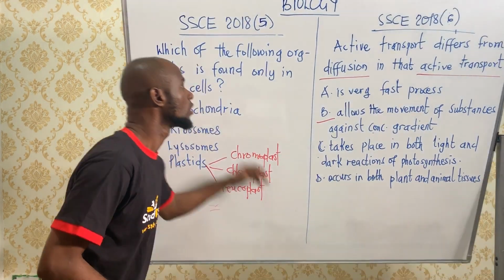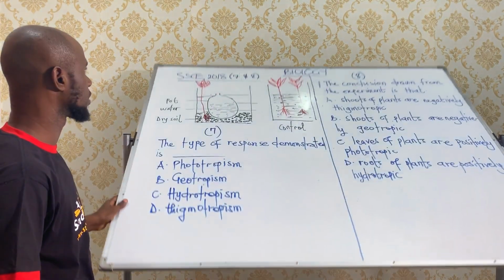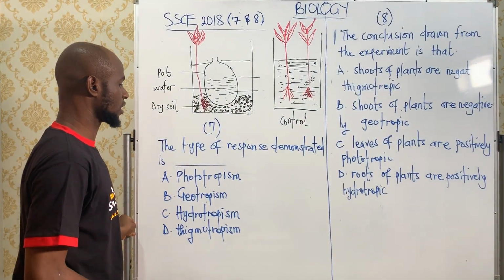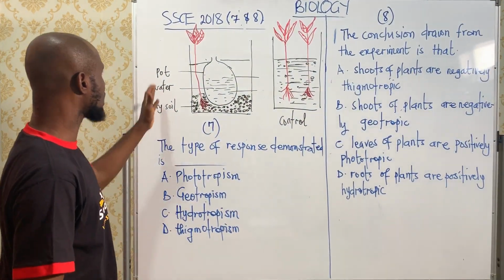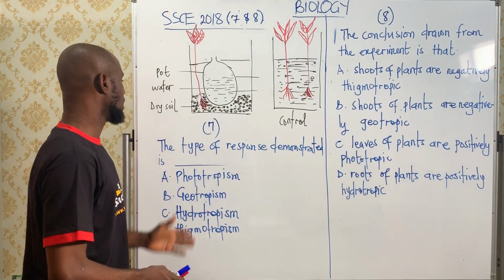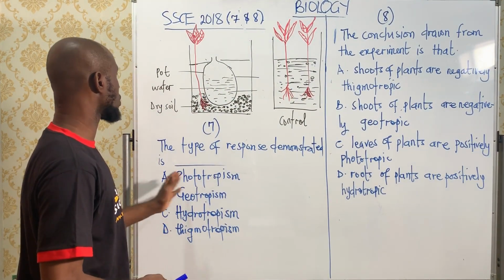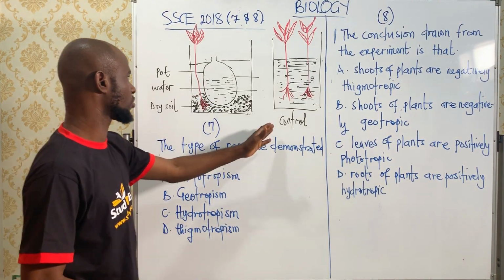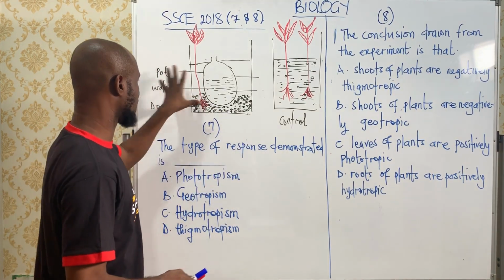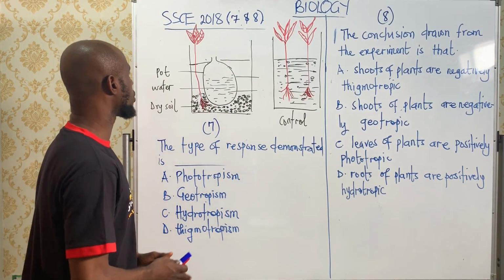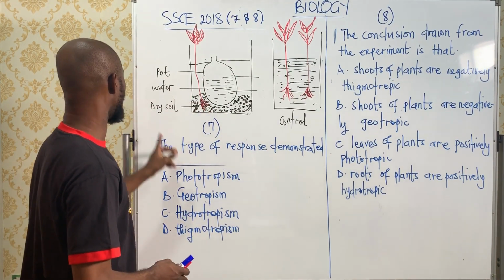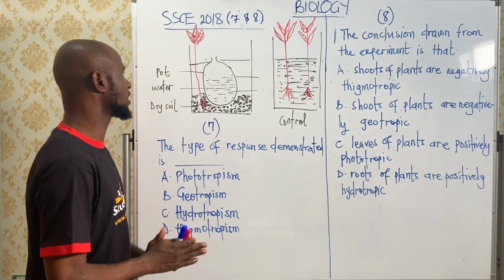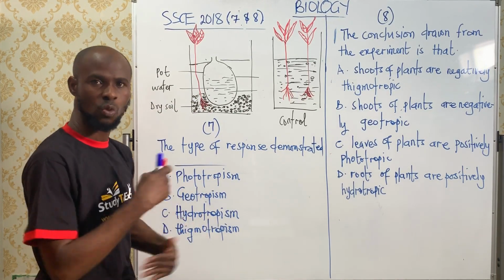question. That is question 7 and 8. Look at this diagram for 7 and 8. The type of response demonstrated is called phototropism. So let's look at the setup itself. We have the control, and we have the experimental setup. So here we have the water, we have the dry soil, we have the plant. This is telling us about hydro, that is, water is involved.